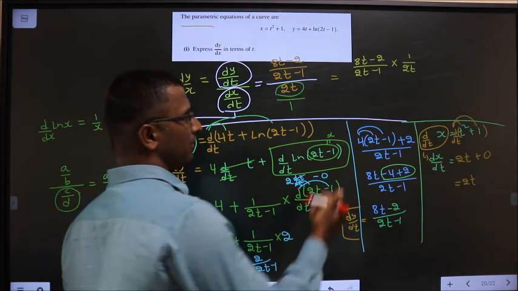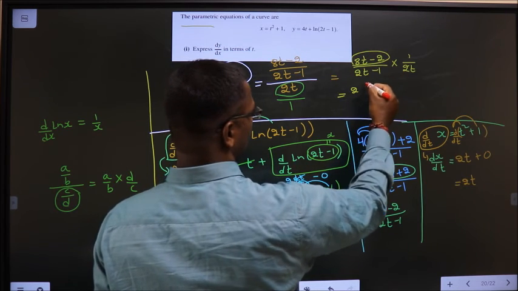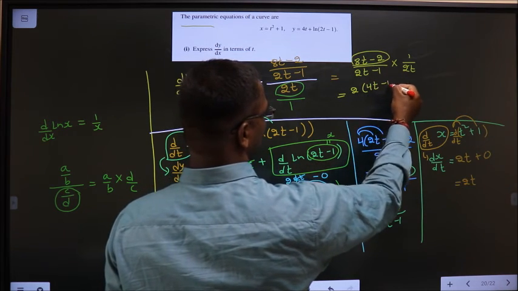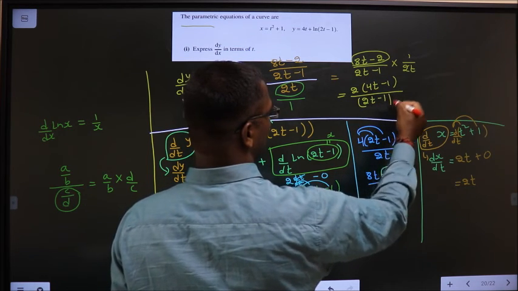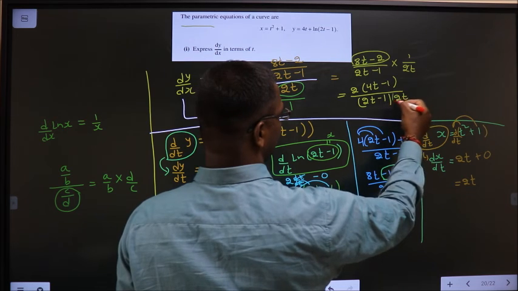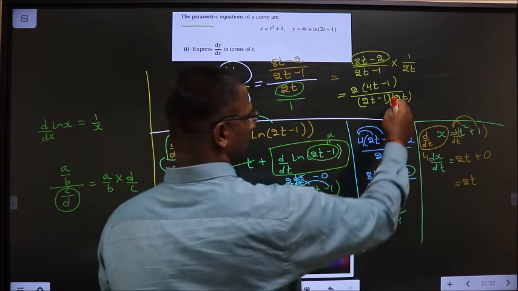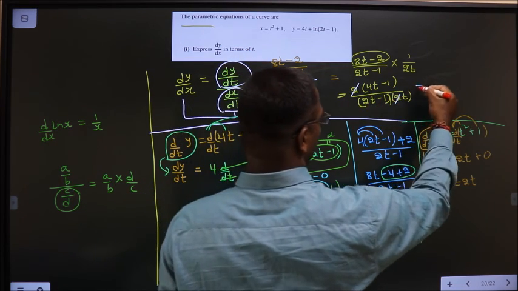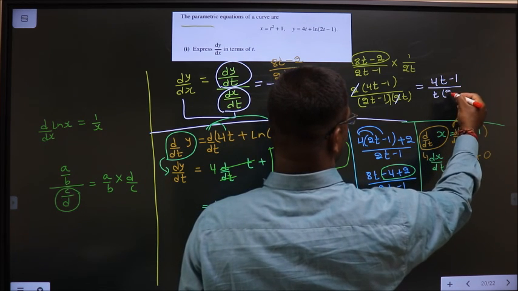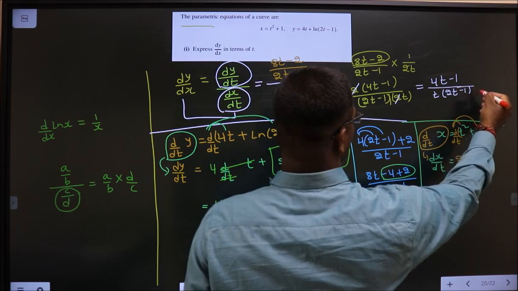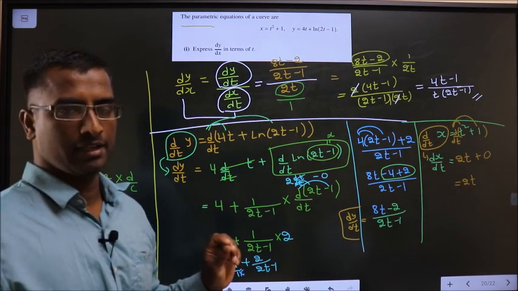Okay. Now let us simplify. How can I simplify? I can take 2 common over here, so I get 4t minus 1. And in the denominator, 2t minus 1 times 2t. Now, what gets cancelled? 2 and 2 get cancelled. So you are left with 4t minus 1 by t times 2t minus 1. So this is dy by dx in terms of t. Okay.